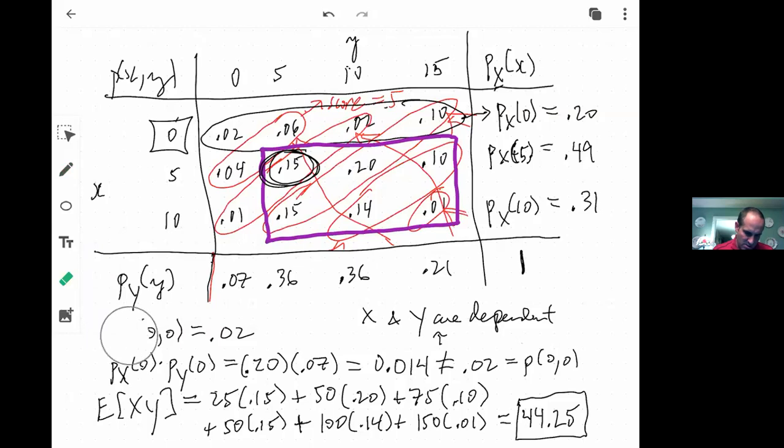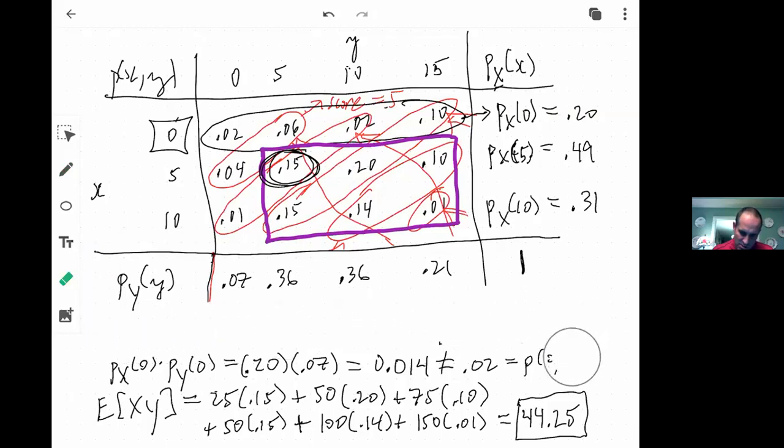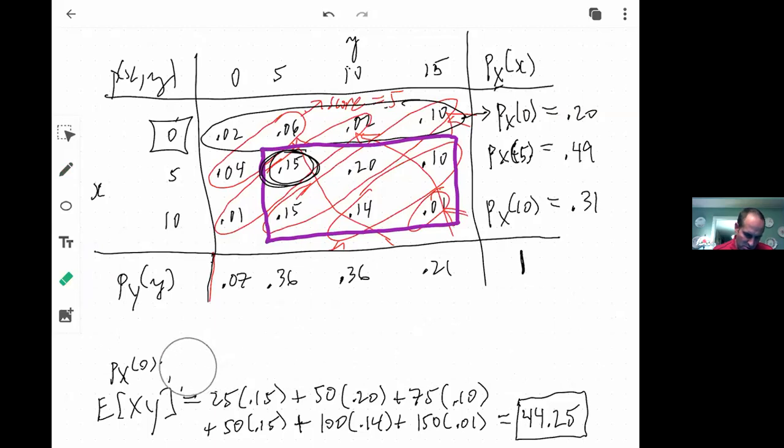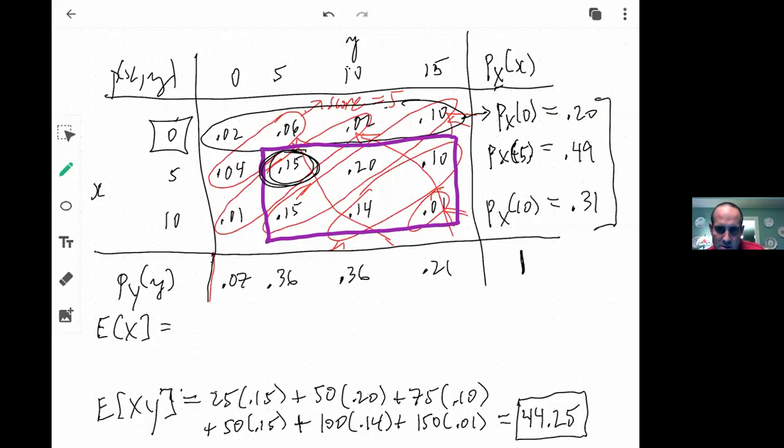Okay, so let me erase this. We already determined that X and Y were actually dependent, but I'm going to erase these things. The last thing that they wanted us to deal with was whether or not the expected value of the product of X and Y was equal to the product of the expected values of X and Y. So what is the expected value of X? Well, I have the marginal distribution right over here, sitting right there.